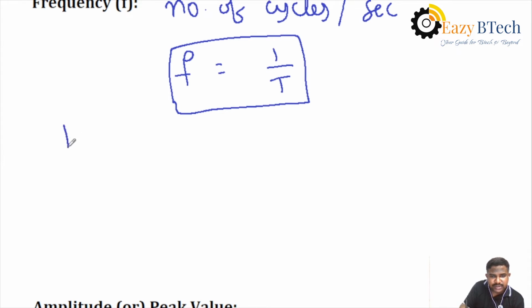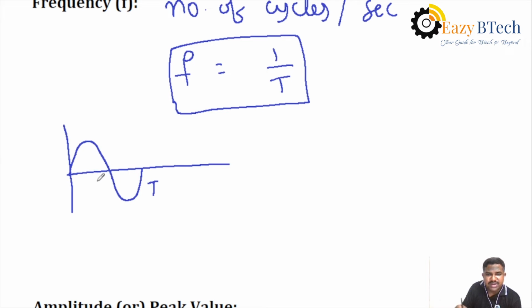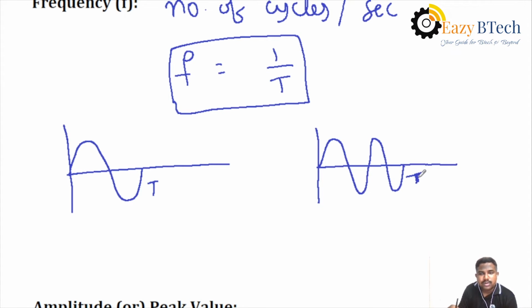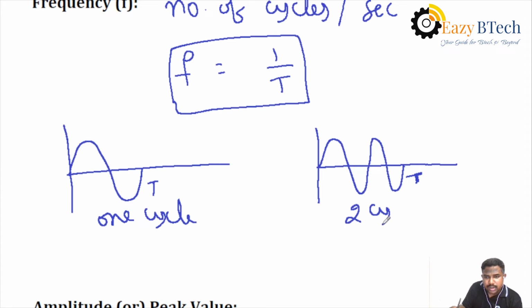For example, here I am showing this time period T, in which we have only one cycle. Again, in the same time period we have two cycles. In the time period T, in this example we have one cycle only. In this example, in the same time period T, we have two cycles.